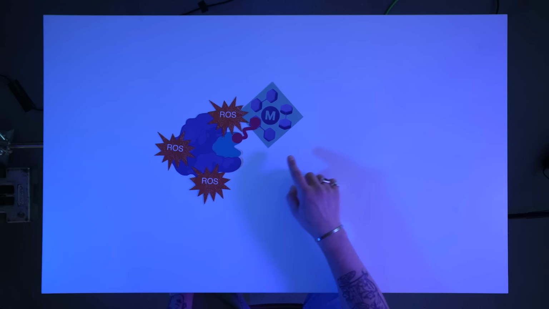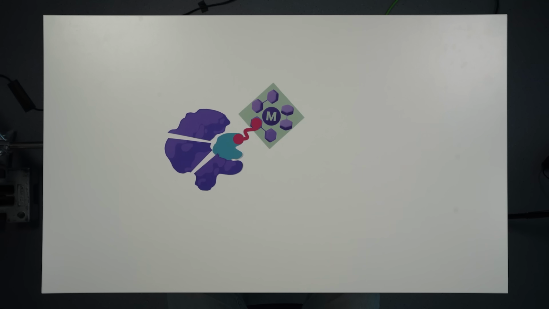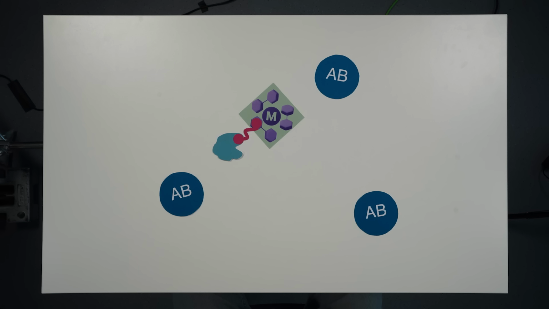Once activated by blue light, this metal complex produces highly reactive oxygen molecules called ROS, which cause damage in the immediate area. Once the blue light has been turned off, our metal complex stops producing ROS and is now released from the protein. Now our molecule is free to move on to the next target protein. With more of these proteins gone, this makes our antibiotic more effective.